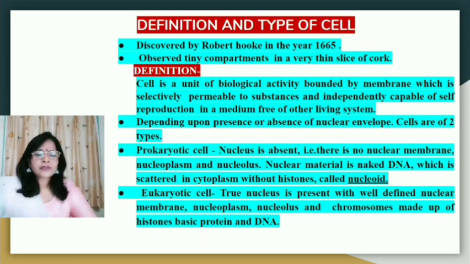Prokaryotic cell is one in which a prominent, well-defined nucleus is absent. That means there is no nuclear membrane, nucleoplasm and nucleolus. The nuclear material is naked DNA, scattered in the cytoplasm without basic proteins called histones. Such type of DNA is called nucleoid, which is found in bacteria.